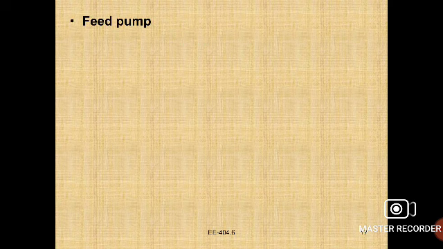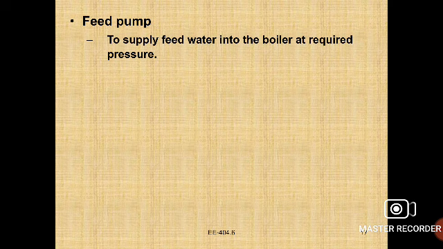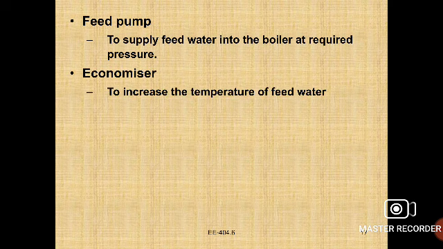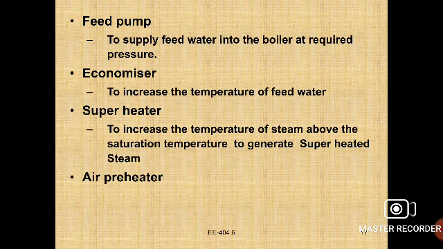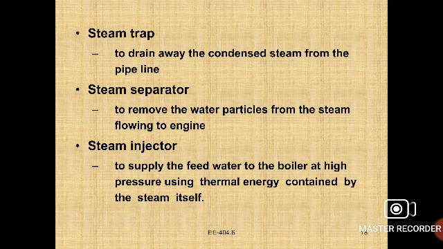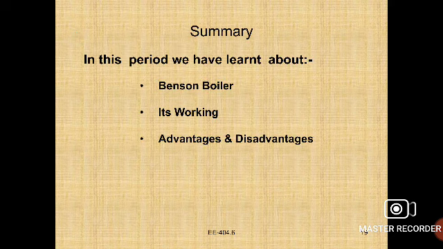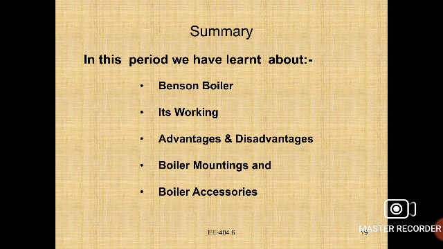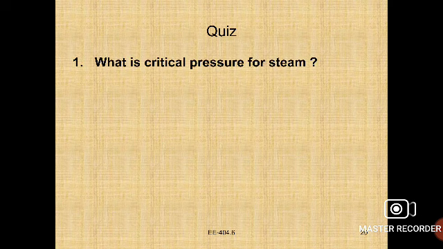So what are the main accessories? Feed pump, economizer, superheater, air preheater, steam trap, steam separator, steam ejector. These are the main accessories for the boiler. We will discuss all of these in the next classes for detailed explanation. Right now we discussed the Benson boiler, its working, its advantages, the importance of boiler mountings, and the importance of boiler accessories.